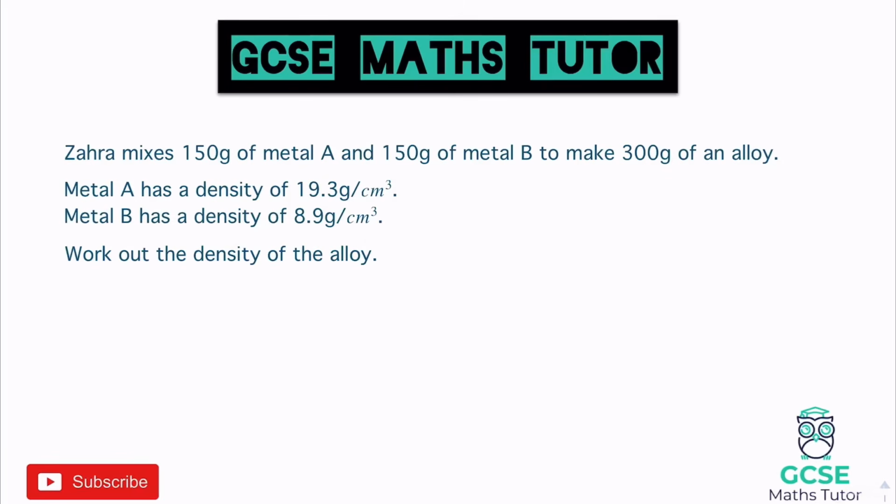This question says Zara mixes 150 grams of metal A and 150 grams of metal B to make 300 grams of an alloy. Metal A has a density of 19.3, metal B has a density of 8.9. Work out the density of the alloy. An alloy is just a mixture of metals, but ultimately we're mixing two things together and creating this new metal, which is called an alloy when there's a mixture of metals. So we've got the density of the two metals and we have two masses of 150 grams.